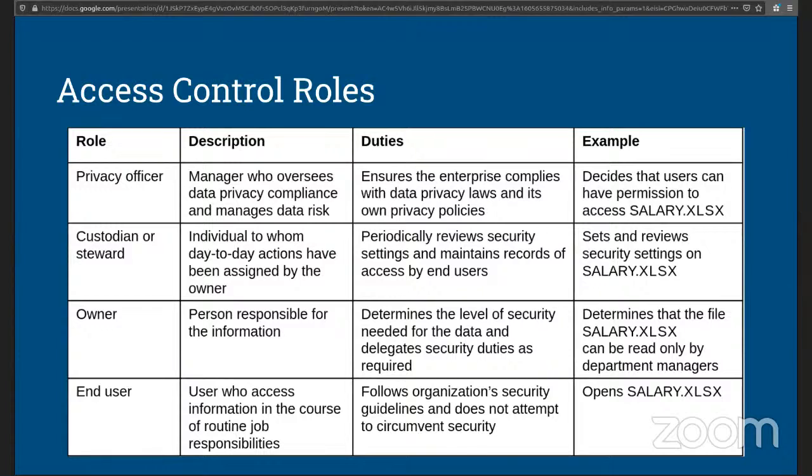You have the custodian or the steward, the individual who has day-to-day actions assigned by the owner. The owner is the person who is chiefly responsible for the information. And then we have the end user who will access the information to do their job. So the custodian and the end user are not the same people. They do different jobs. Of course, ideally, you want to have a separate person for each of these roles. That is not always possible. Sometimes the owner is the custodian and the privacy officer and could also be the end user.